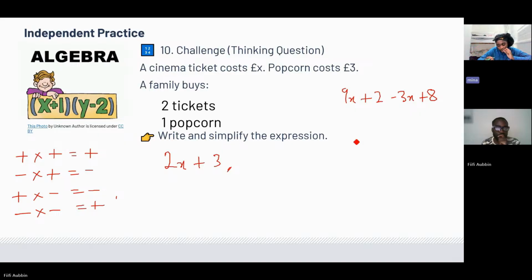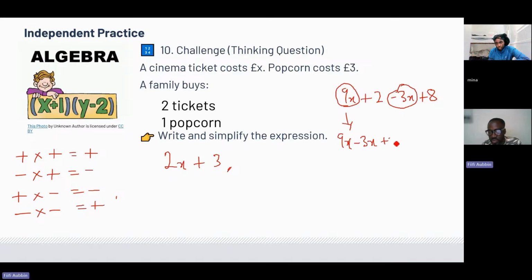Let's look at it this way. This is 9x, right? They are like terms. So if you are grouping, just be mindful of the negative. Don't try to multiply. So you just write your 9x. And this is negative, so you just bring your minus 3x. This is positive, so plus 2. What is the sign in front of the 8? Plus 8. That's it.